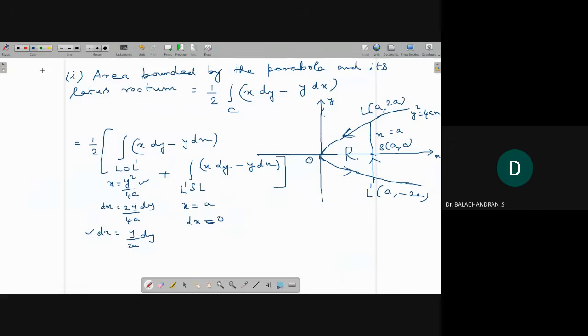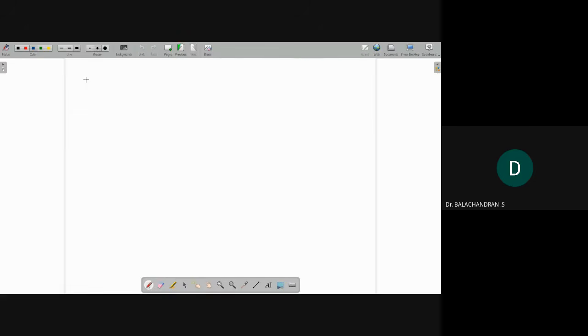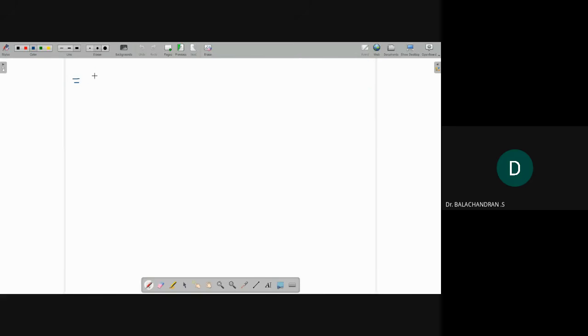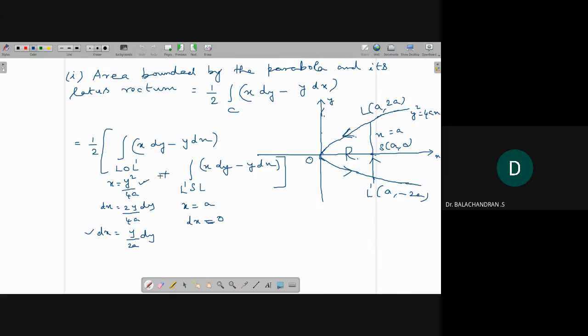Okay. So, which is equal to 1 by 2 integral. What about the limit part? Okay, I'll come to the limit part later.